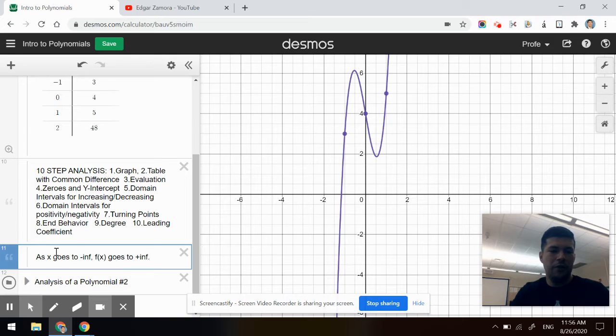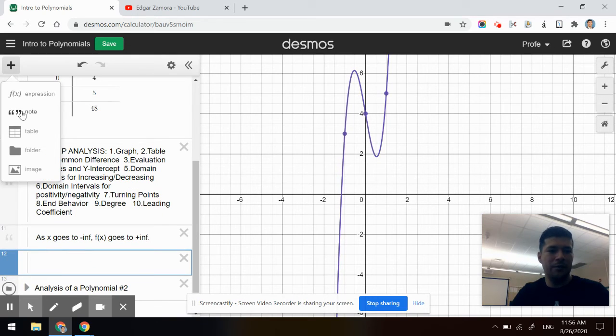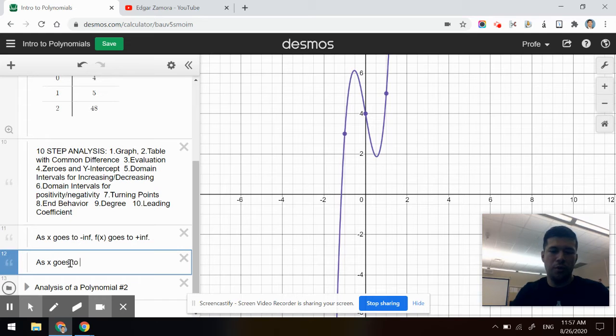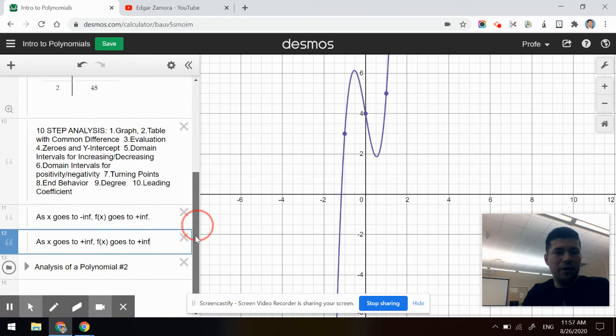All right. We're going to follow that statement up with the right end behavior. And that's as x goes to positive infinity, f of x also goes to positive infinity. So as the x's get larger, the y's get larger. All right. That's your end behavior.